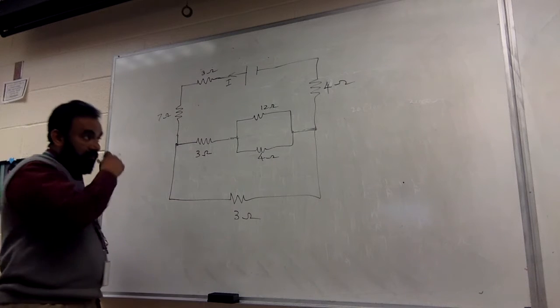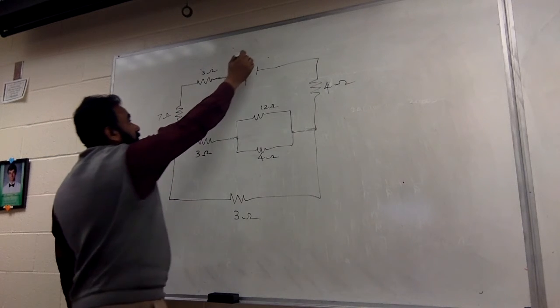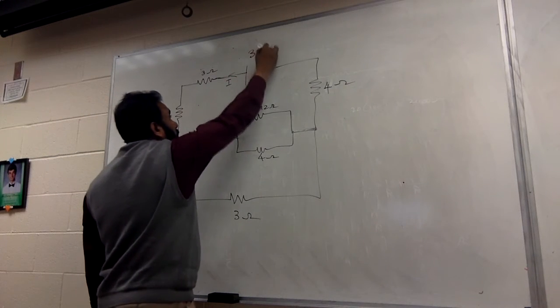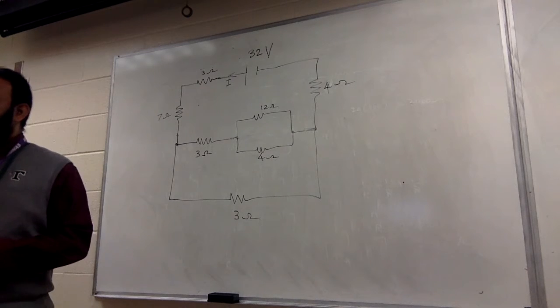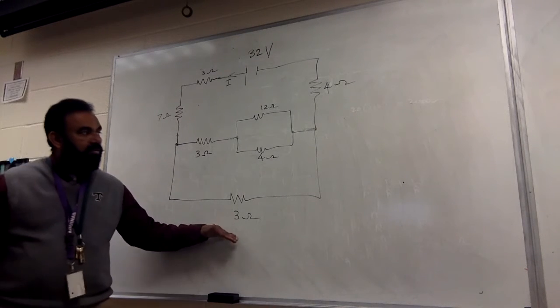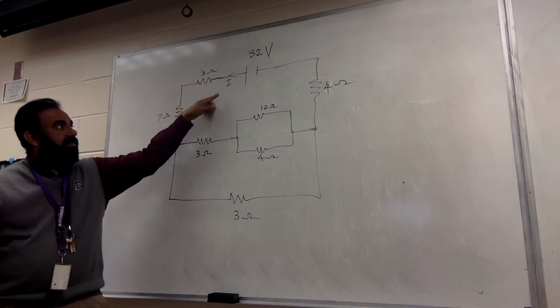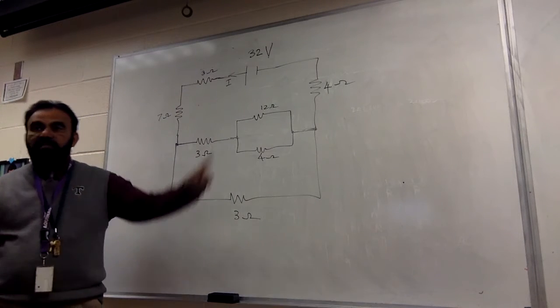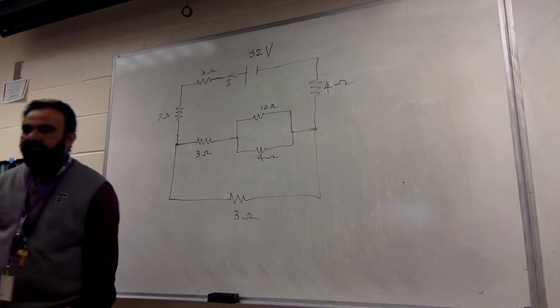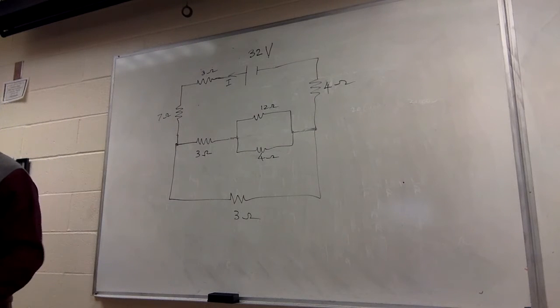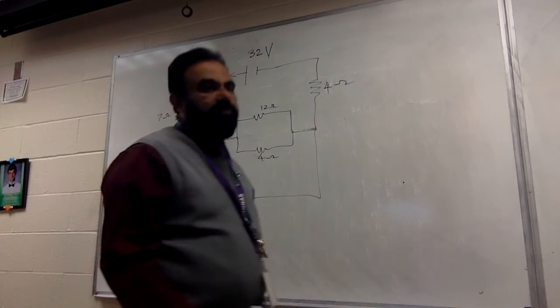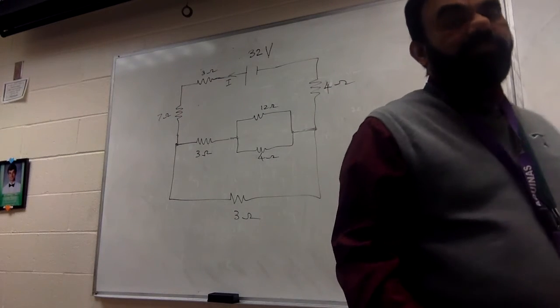So we just combine the middle. It's 2. So 3, 2, 3, all that. Find the new current. Draw this circuit again first of all. Draw the circuit again with the new values.